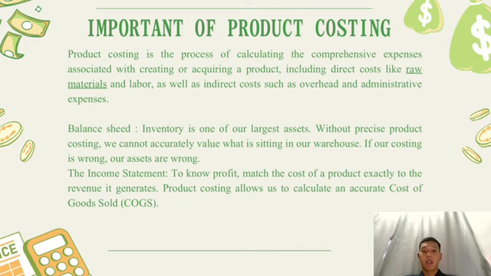The second is the income statement. To know profit, we match the cost of a product exactly to the revenue generated. Product costing allows us to calculate an accurate cost of goods sold, COGS.